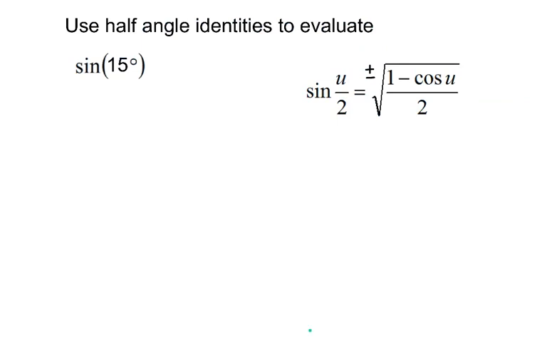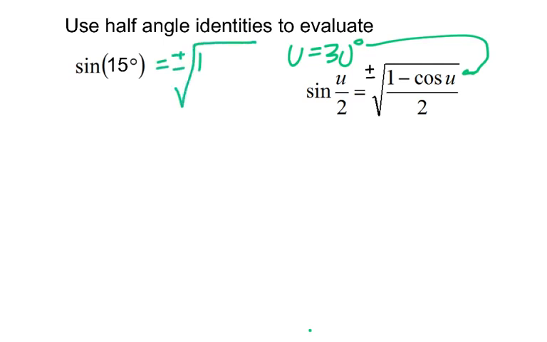Meaning our u in this case is going to be 30 degrees, which means that sine of 15 is going to equal the plus or minus square root of 1 minus cosine of 30 over 2. And of course we could get a decimal for that and try to solve it. The first thing that I would do is at least note that cosine of 30 is square root of 3 over 2.